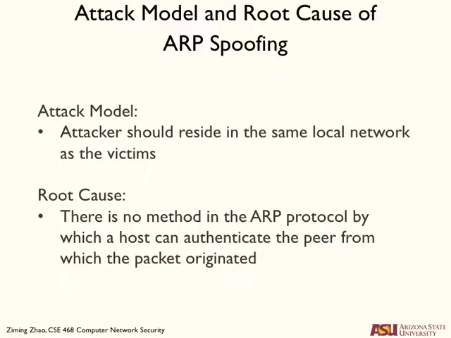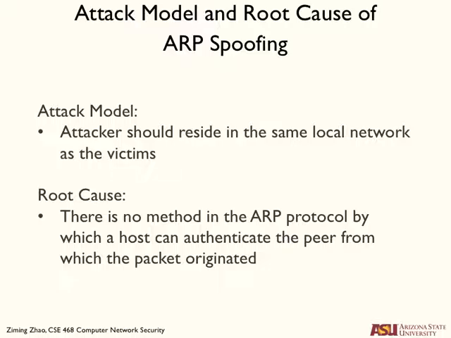So let's do a quick summary of the attack model and the root cause of this before we move to defense mechanisms. The attack model describes what abilities the attackers should have. In this case, it's very simple. The attacker must reside in the same local network as the victim. That's why sometimes this problem, ARP spoofing, cannot be propagated across the boundary of the network. The attacker has to sit in the same network.